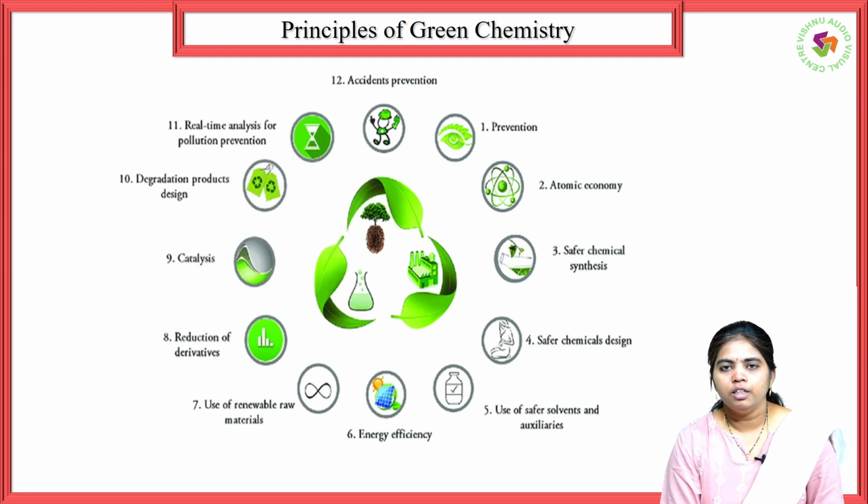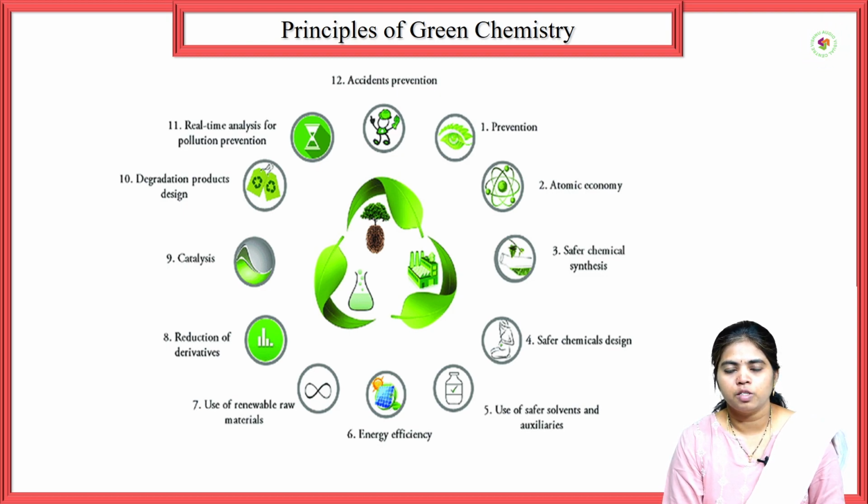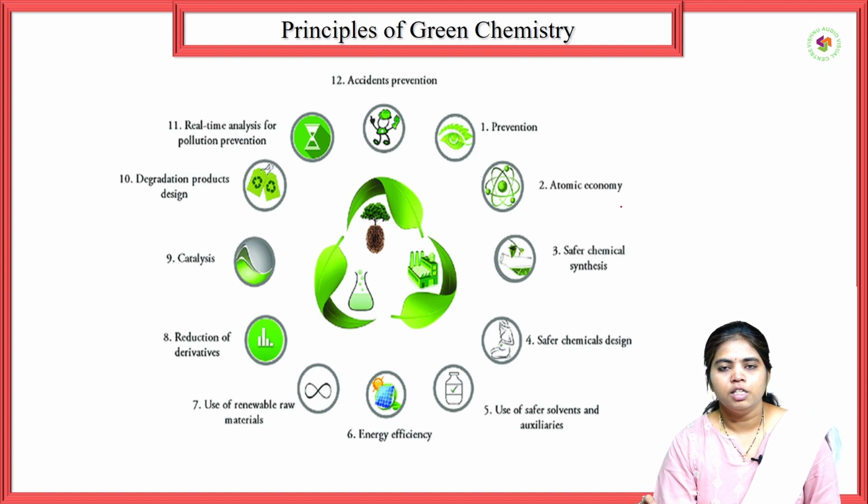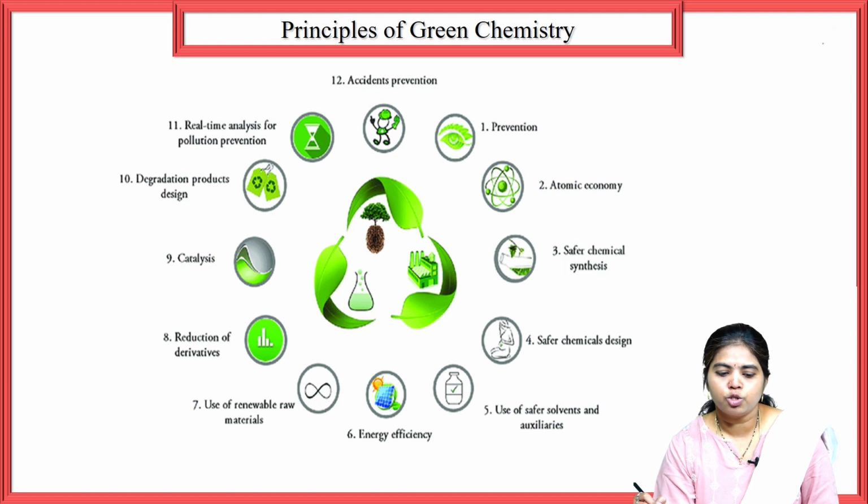So in today's class, we learnt about green chemistry, what is green chemistry and what is sustainable development, and the 12 principles of green chemistry. Let us look at the 12 principles once more: prevention, atom economy, safer chemical synthesis, safer chemicals design, use of safer solvents and auxiliaries, energy efficiency, use of renewable feedstocks, reduction of derivatives, catalysis, degradation products design, real-time analysis for pollution prevention, and the last one is accident prevention.